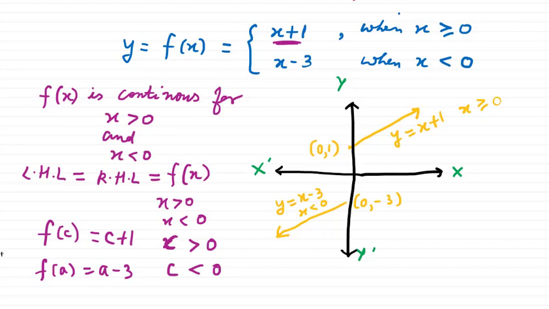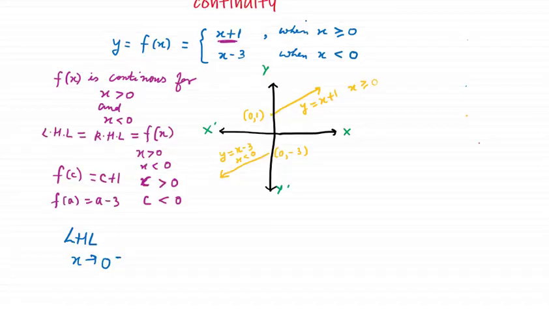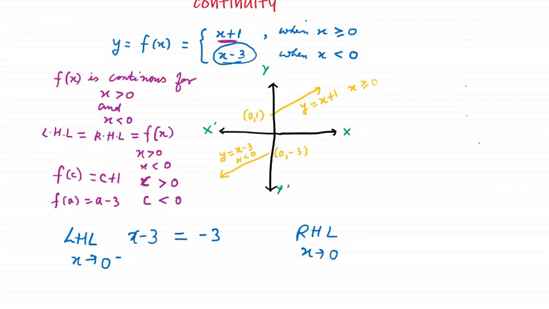Now we will write it for x equals 0. First we will see the left hand limit. At 0, which function will be valid? When x is less than 0, this function will be valid, so you will write x minus 3. Here we will get 0 minus 3, which is minus 3. Now check our right hand limit. For the right hand limit, which function will be valid? x will be just a little bit greater than 0, so at that time your function will be x plus 1. Now if you put the value 0 here, you will get 1.